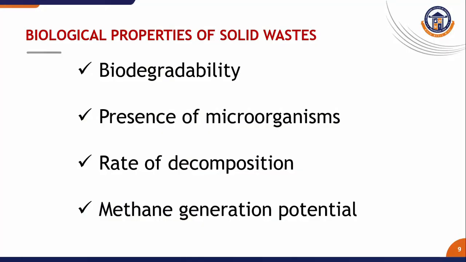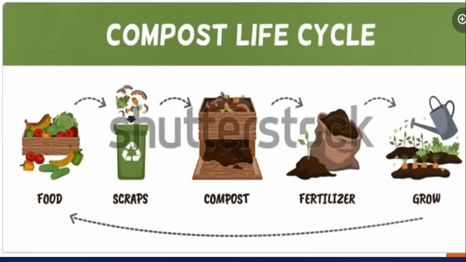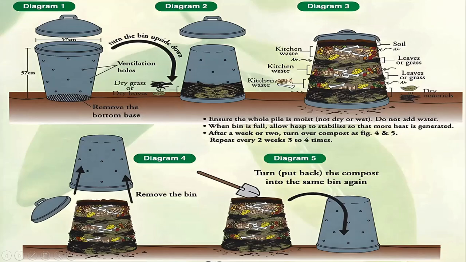Biological properties of solid waste: biodegradability, presence of microorganisms, rate of decomposition, methane generation potential, and compost life cycle. Food is converted into scraps, and it goes for compost, and it becomes a fertilizer. Finally it is used for growing plants, and again it gives food. It is like a cycle. It is the compost life cycle. Here you are seeing diagram 1, diagram 2, diagram 3, diagram 4, and diagram 5.